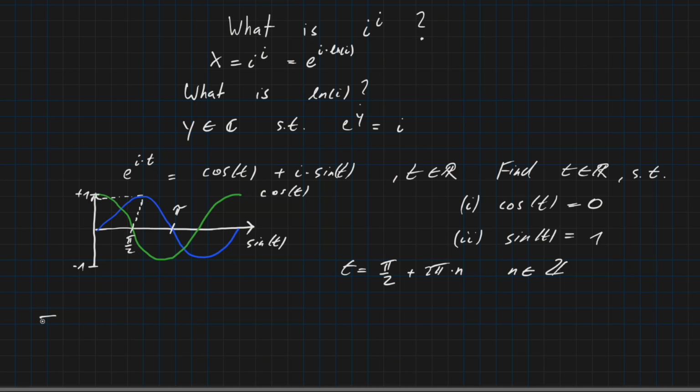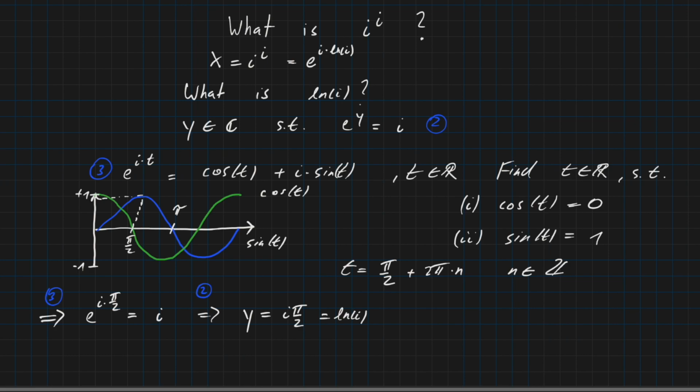And now we can plug this into the third equation to get e to the power of i times pi over 2 equals i. From this it follows, see here in the second equation, y equals i times pi over 2. And as y was our ln i, i times pi over 2 equals ln i.